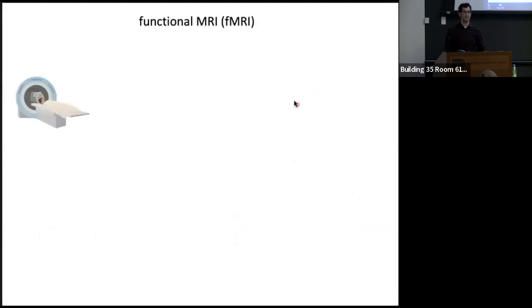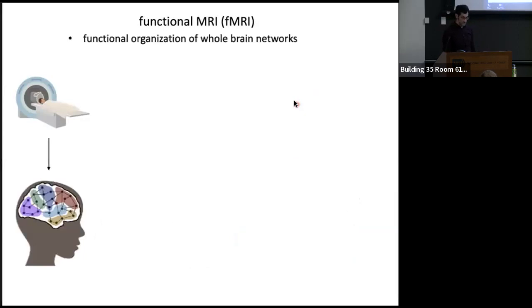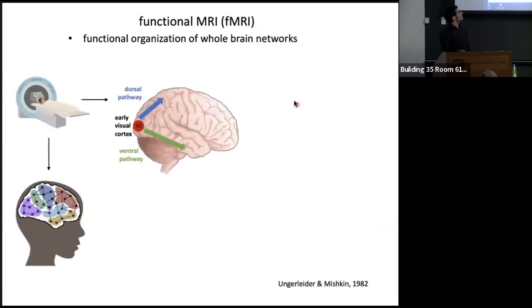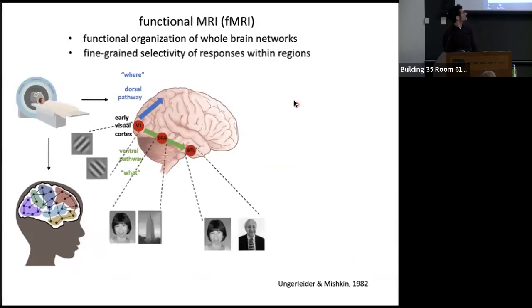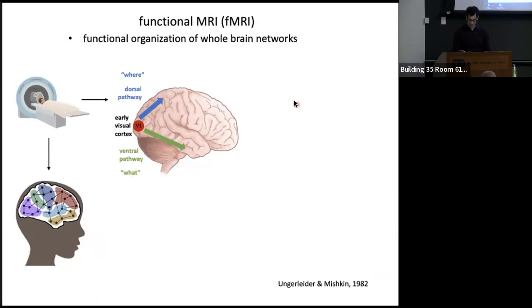All right, well, before I do that, let me take a step back and just provide a little bit of context. So fMRI has advanced cognitive neuroscience in many significant ways. We've been able to characterize whole brain functional networks. We've also been able to look at how information is processed along hierarchies. So for example, the dorsal and ventral visual pathways, also known as the vision for where and vision for what pathways, first proposed by Leslie Ungerleider and Mort Mishkin over 40 years ago.